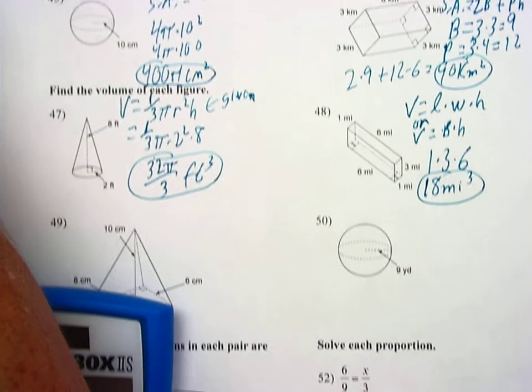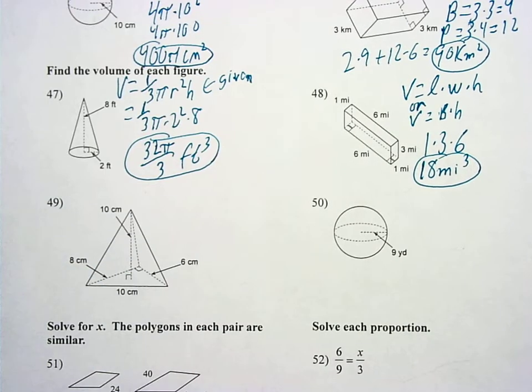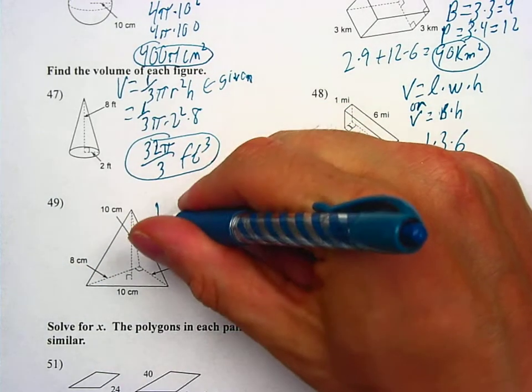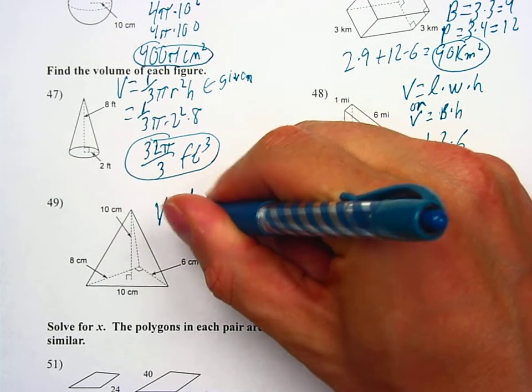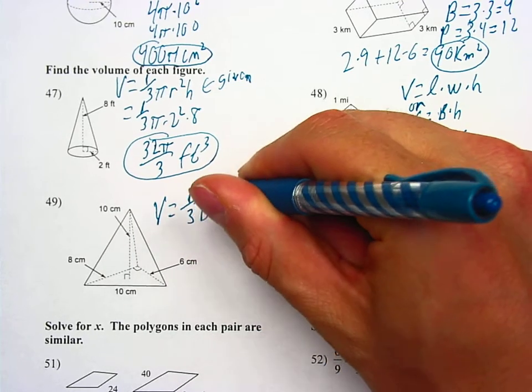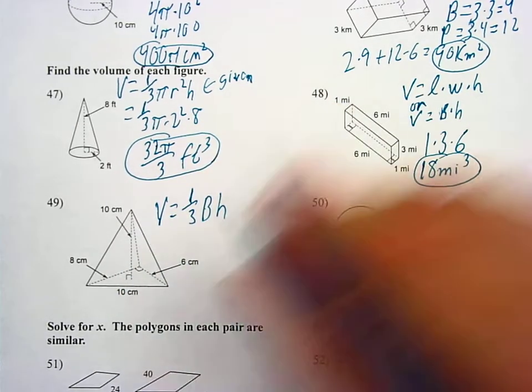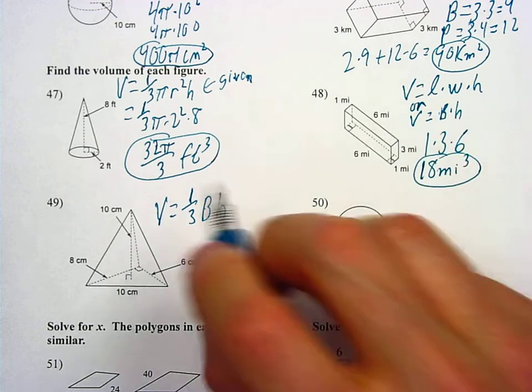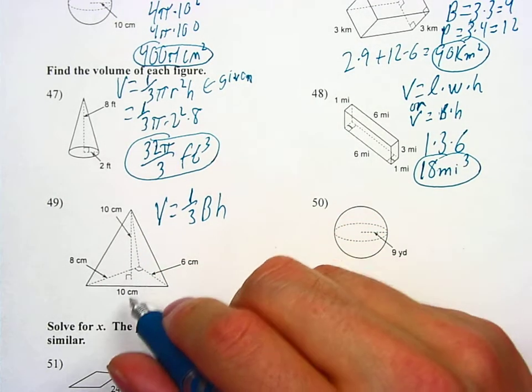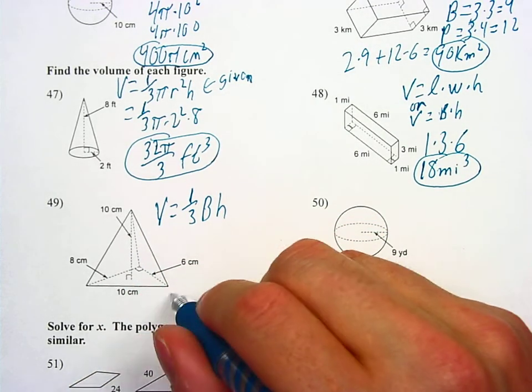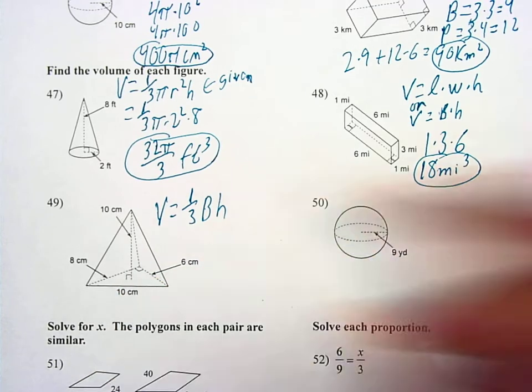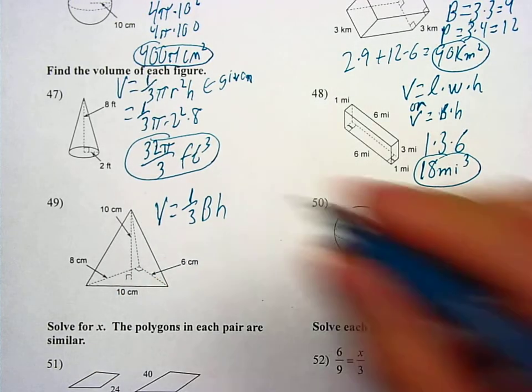All right, moving along. This is a pyramid. So the volume is 1/3 the area of the base times the height, vertical height. So this is a triangle base. So the area of this base is 8 by 6 divided by 2. This 10 on this base is not going to be used. This diagonal, it's not going to be used. That's the diagonal on the right triangle.